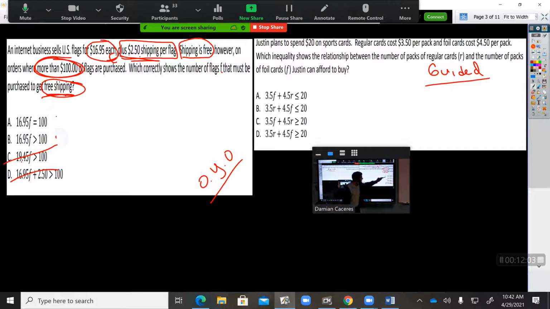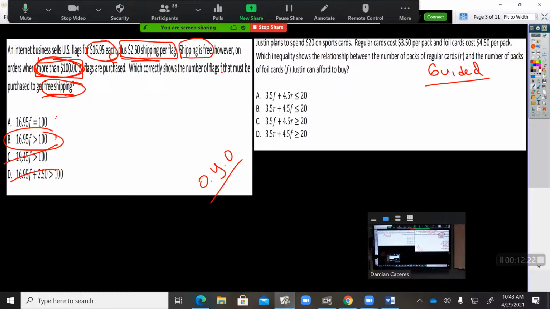So now, the only two choices are these two choices. Does this say orders that are equal to 100? No, that says orders that are more than 100. Which one of these represents more than or greater than 100? B. Simple? Now look over here.